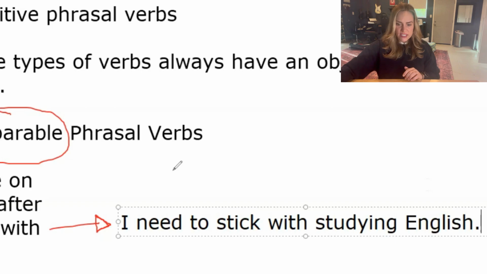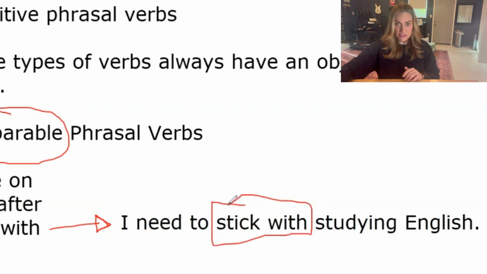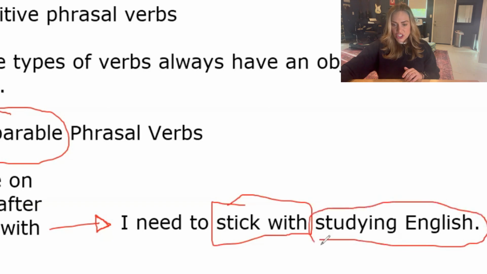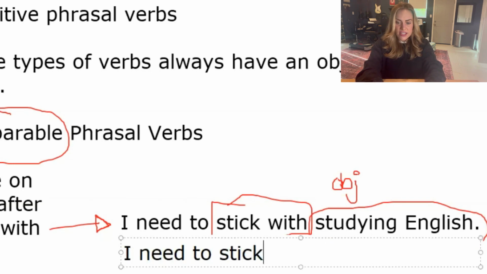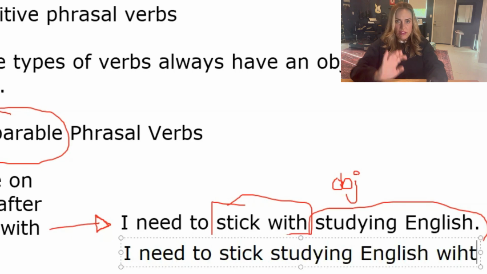So here's my sentence. I have stick with, there's the phrasal verb, and studying English, that's actually the object in this case. It's a noun, okay? It's an activity. It looks like a verb, but it's not. It's a gerund. Anyway, because it's inseparable, I cannot separate it and say I need to stick studying English with, right? I cannot do that, because it's not separable.